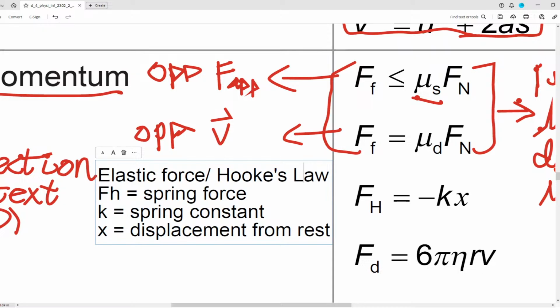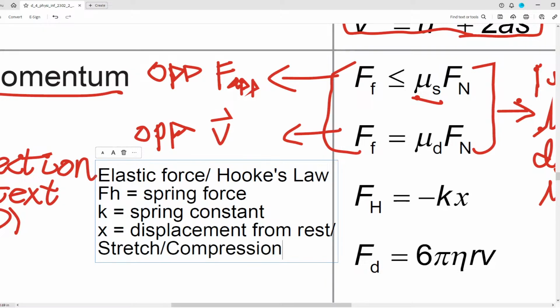So displacement from rest is basically how much you stretch or compress the spring. That's what it means, displacement from rest. It's not an absolute displacement, but specifically from the rest position. All right, just be careful.